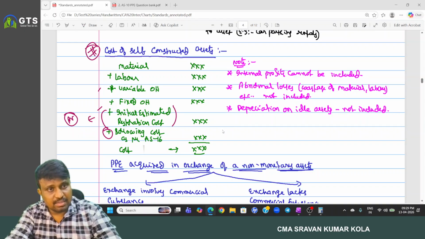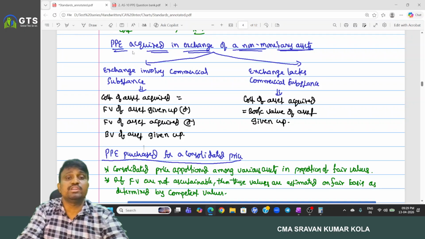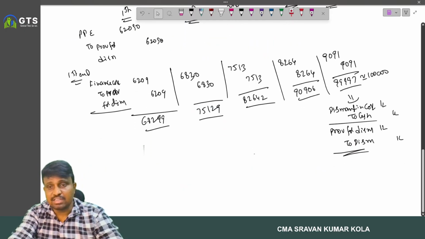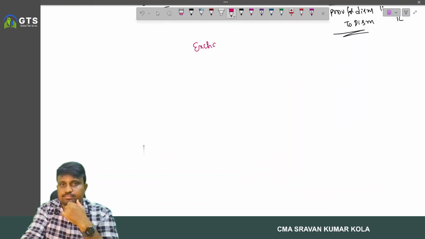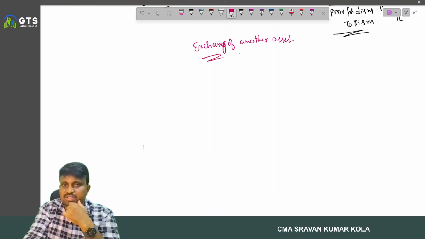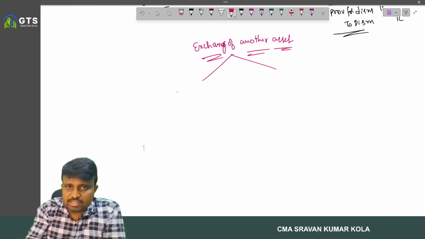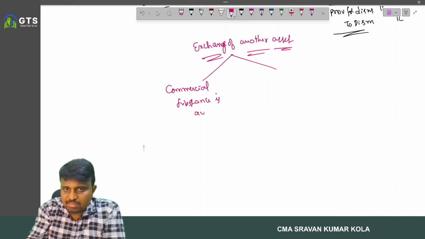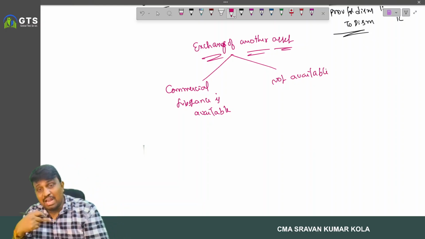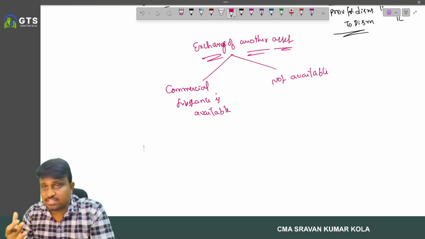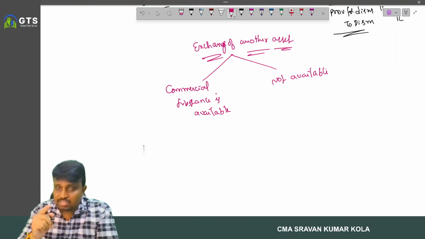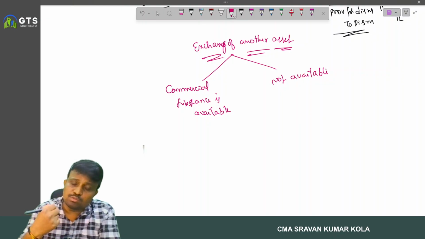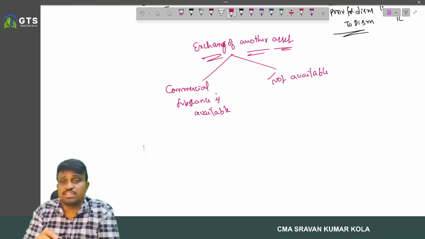Okay, and another one, PPE acquired in exchange of a non-monetary asset. In case of exchange of another asset, you need to verify whether commercial substance is available or not. What is meant by commercial substance? If the exchange results in any change in cash flows or benefits to the entity, then that is said to be involving commercial substance. If there is no change in cash flows or benefits to the entity, then commercial substance is not available.